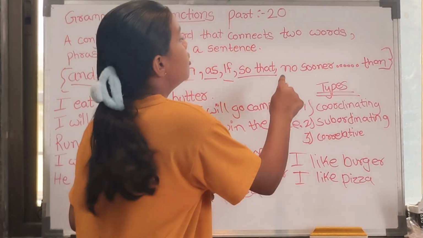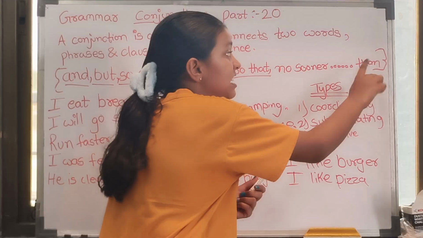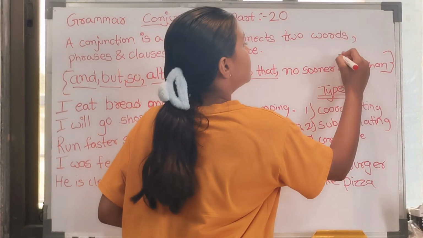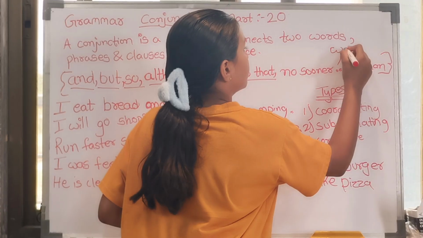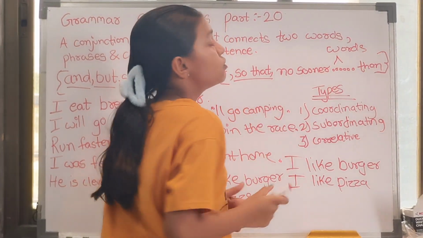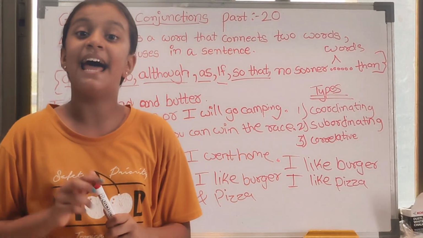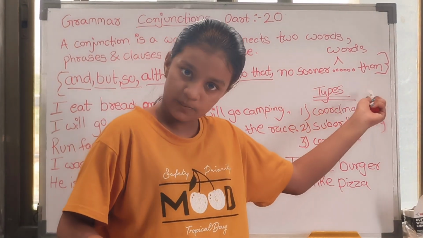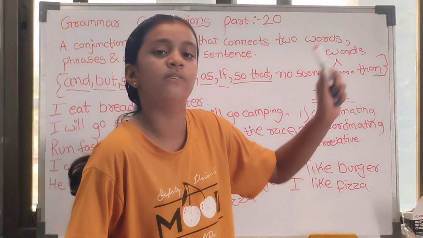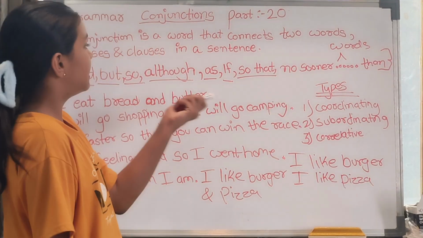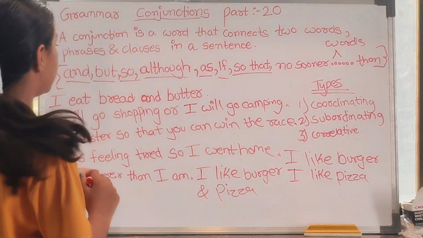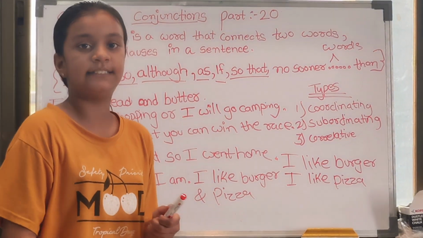And here, no sooner than means there are conjunctions with several words. See, no sooner than, two or three words. Then I will write some words in between, and then I will write this word. So there are some conjunctions that are like this. Clear? So these types of conjunctions are there. Now let's learn it with sentence examples.